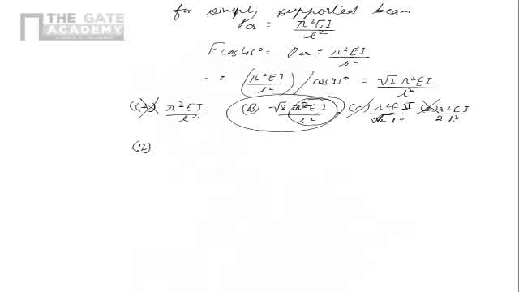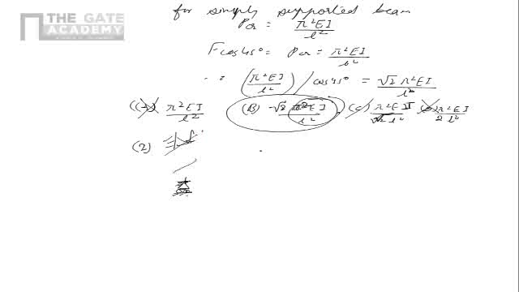Let's see question number 2. Question number 2 is: a pin-ended column of length L, modulus of elasticity E, and second moment of the cross-sectional area I is loaded centrally by a compressive load P. The critical buckling load P critical is given by. Obviously, it's a very simple problem. It just asks you to provide the buckling load for this case.